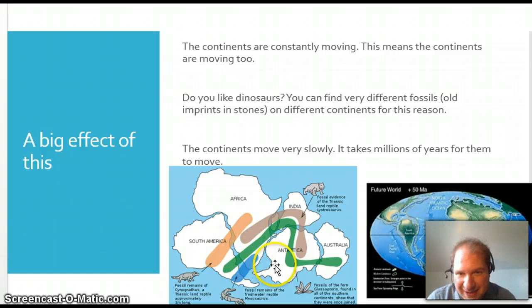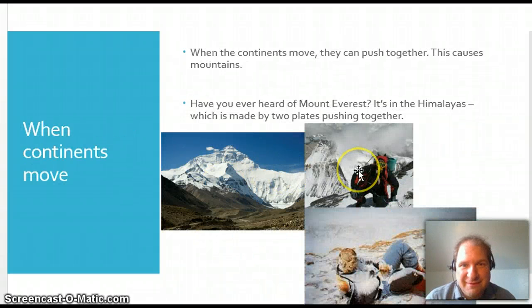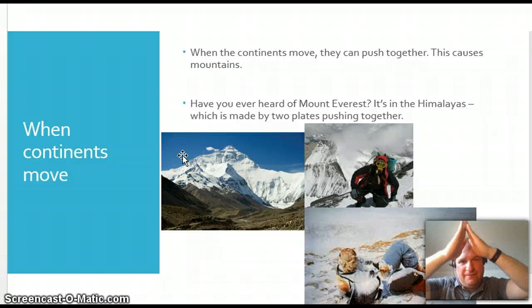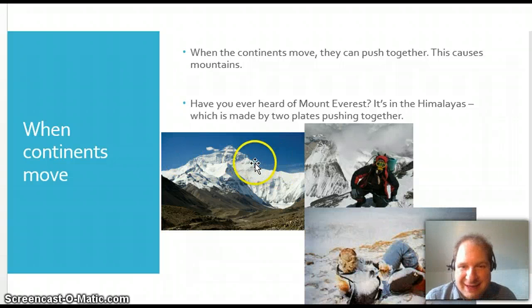You can also find, where's North America on this map? It should be up here. In Africa. And China even. So continents move, they can also push together. That's how we get this. Mount Everest, the world's biggest mountain. All the Himalaya mountains caused by two plates pushing together.